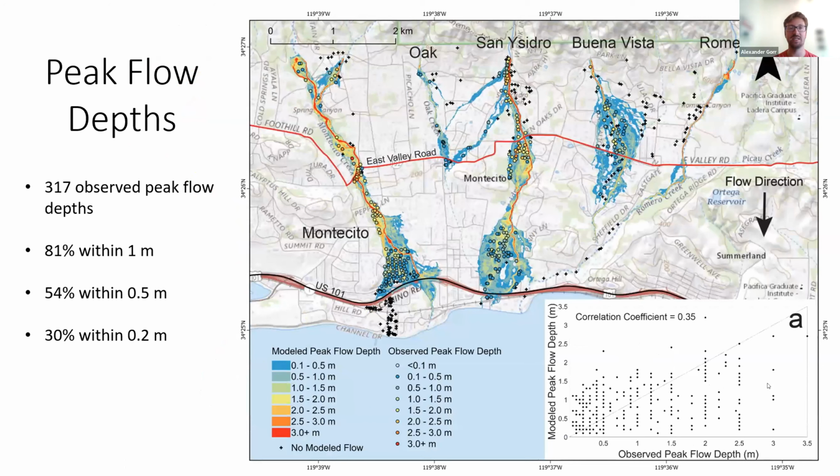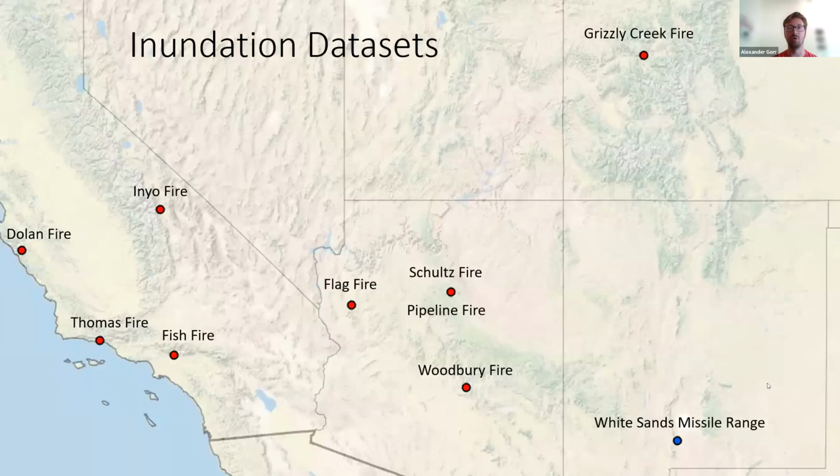If we just look at peak flow depths here, we see that the model in this scenario does pretty well, reproduces 80% of observed peak flow depths within a meter and 30% within 20 centimeters. So we are currently collecting inundation data from across the Western United States to calibrate the model and try to observe any trends between the flow mobility parameters that I briefly mentioned that need to be calibrated and region climate, geology, watershed morphology, so that we can employ ProDF in a predictive sense. And with that, I appreciate you having me.